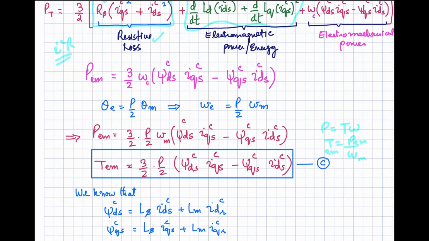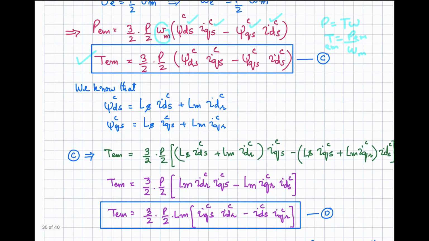So from here omega m will be cancelled out, and the torque expression will be this one in terms of the flux of the stator, d and q axis flux of the stator, and the current of your stator. So you can represent your torque like that.